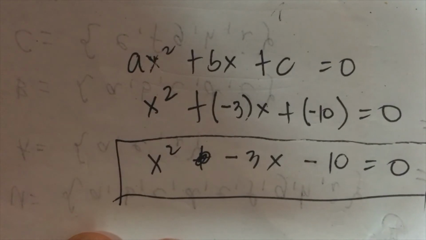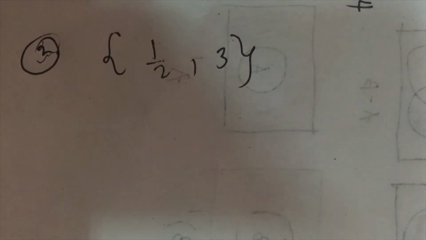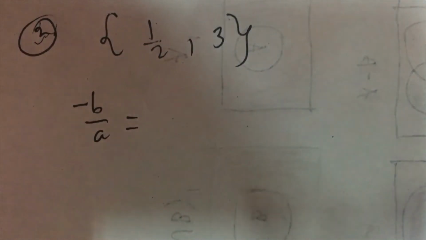Okay, let's have our last example. Suppose we are to look for the equation of the roots, let's say, 1/2 and 3. Okay, so what would be the equation with the roots 1/2 and 3? So same step, negative b over a. So we are just to add these given roots.